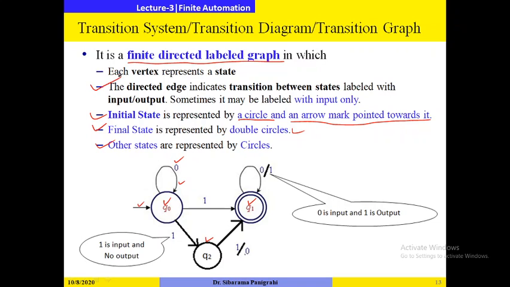The directed edges indicate transitions between the states. Here Q0, by taking 1 as input, goes to the next state Q1. The edge is labeled with input or output. Here 0 is the input and 1 is the output. The output may also be absent, so sometimes an edge is labeled with only inputs. If only one symbol is written, then it represents an input. These things, initial state, final state and other states, I have already told you.